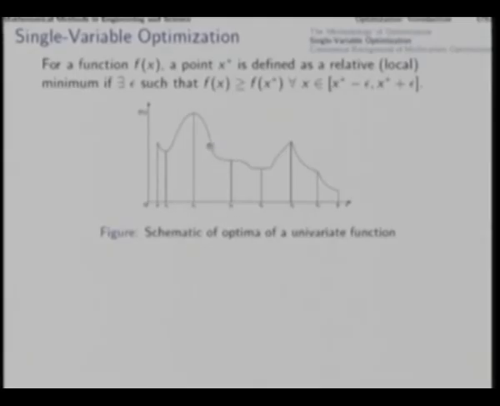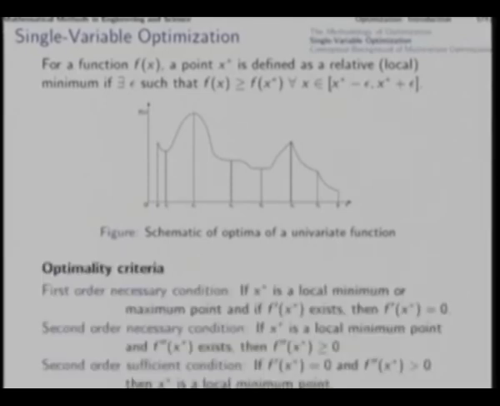Now, that is according to this definition, and those points where the function is differentiable, there you can find out certain optimality criteria based on the derivatives, and that is the first order necessary condition. It says if x star is a local minimum or maximum point, and if the first derivative exists, then it must be 0.